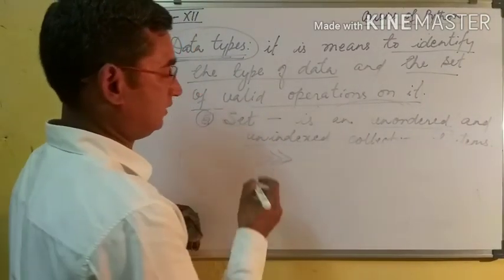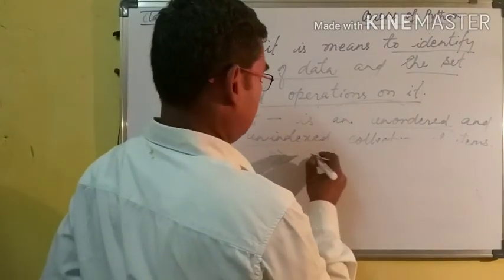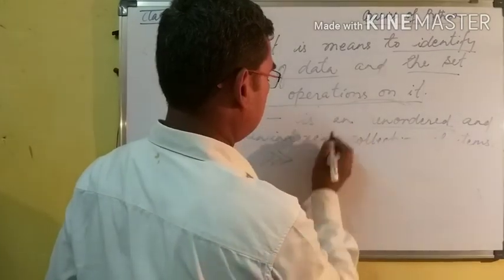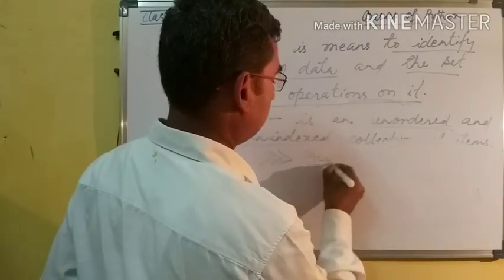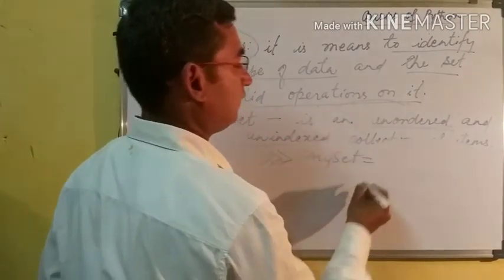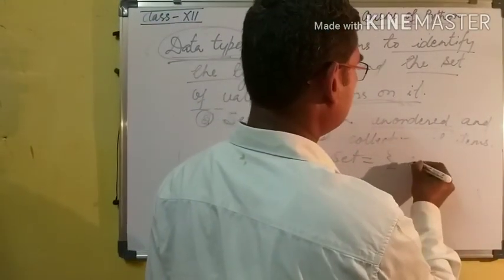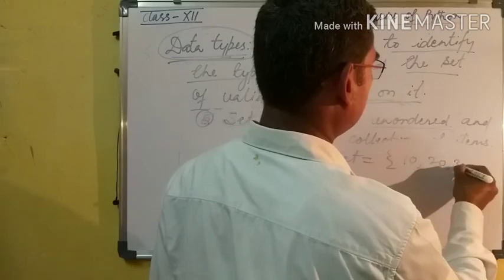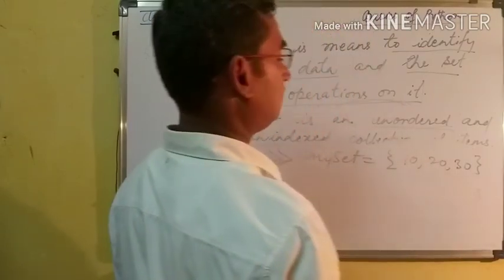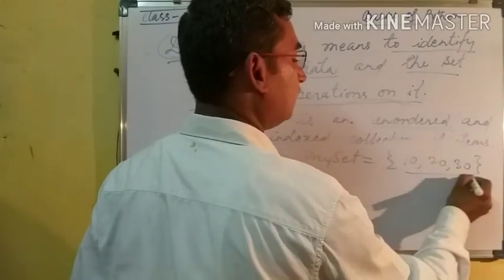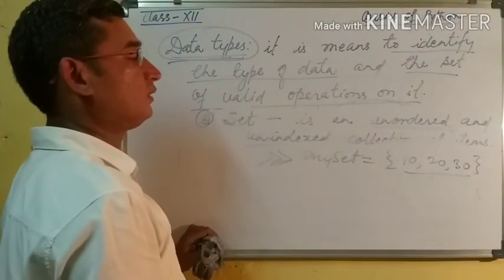Sorry for this ink here. Suppose my set is 10, 20, 30 written here. This is the set, this is the way you can declare a set.